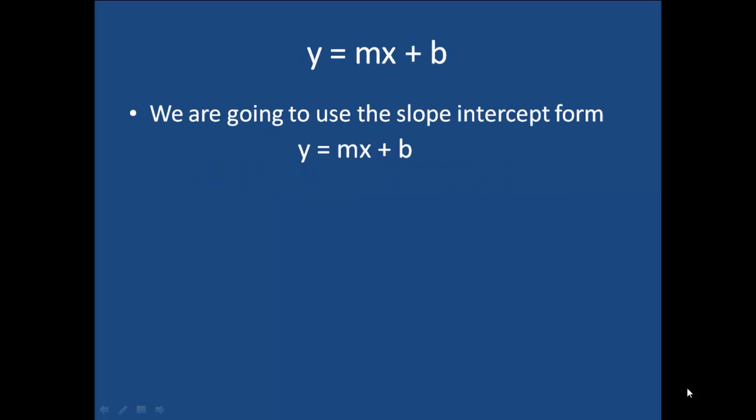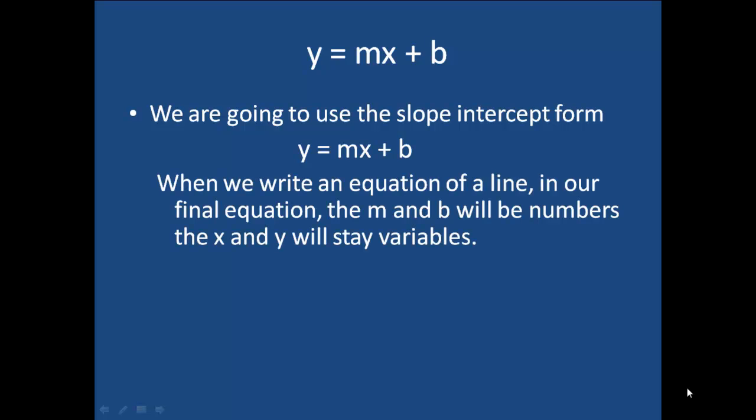We're going to write equations of lines today. Now when we do equations of lines, we're going to use slope-intercept form. So we're always going to be coming back to y equals mx plus b. And when we write an equation of a line, when we get our final answer, our final equation, the m and the b will be numbers. We have to actually find their values. But in our final answer, the x and the y will remain x and y.